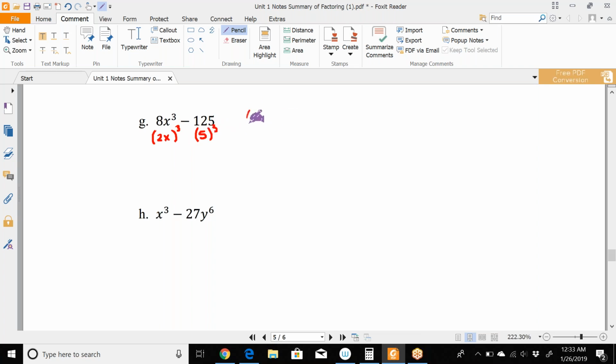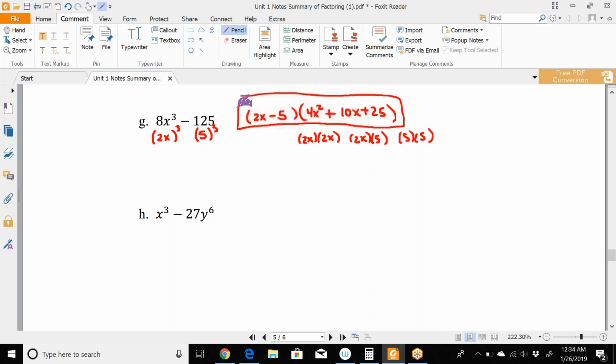So if we're using the perfect cube pattern, remember we get a binomial and a trinomial. The first binomial part is just the 2x and the 5 with the sign of the original, so that's a minus. To get your pairs in the other group, you do 2x times 2x. Then you do 2x times 5, and then 5 times 5. So this would be 4x squared. You change signs from the original, so that would be plus 10x, and then always positive at the end, so plus 25.